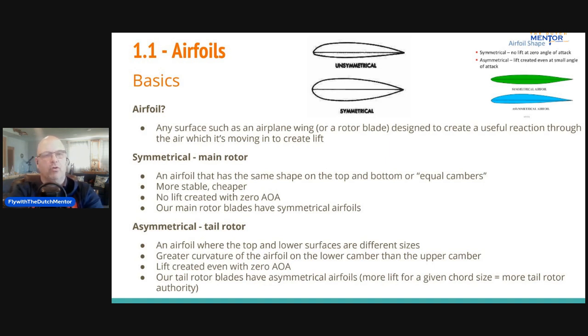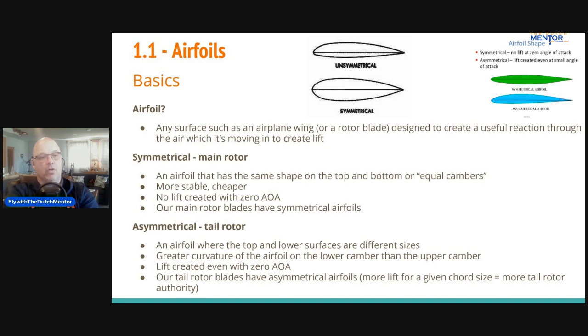So for us, the main rotor is symmetrical, while the tail rotor is asymmetrical itself. The airfoil, therefore, is the surface, such as an airplane wing or rotor blade, designed to create a useful reaction through the air, which then allows it to create lift. Symmetrical, the main rotor, and the reason why is that when we are sitting in a hover, or we're sitting on the ground with the blade spinning, we don't want to have any lift created. So we want to have a zero angle of attack at that point in time.